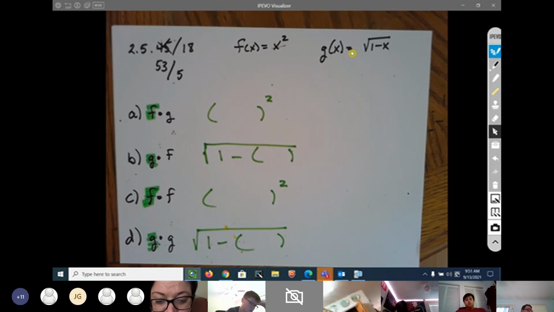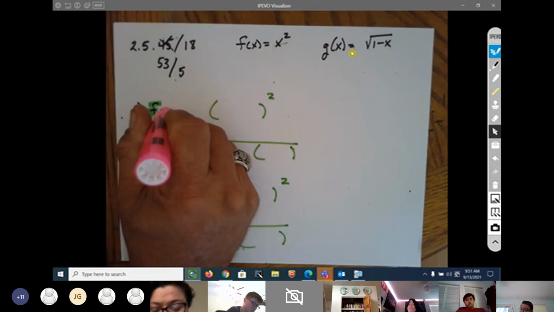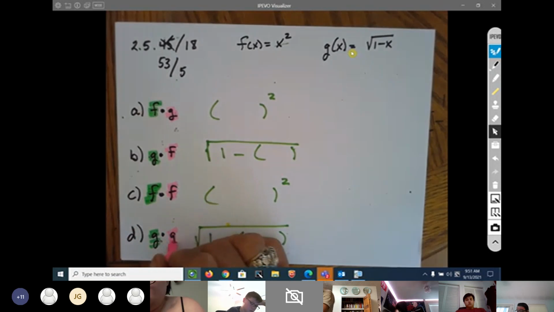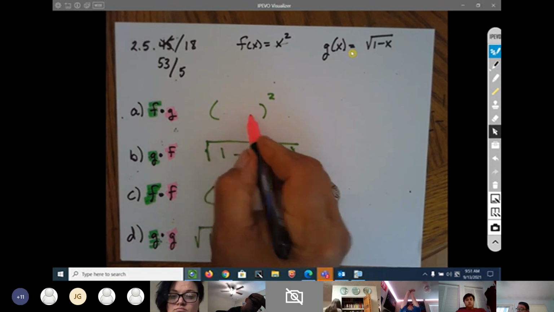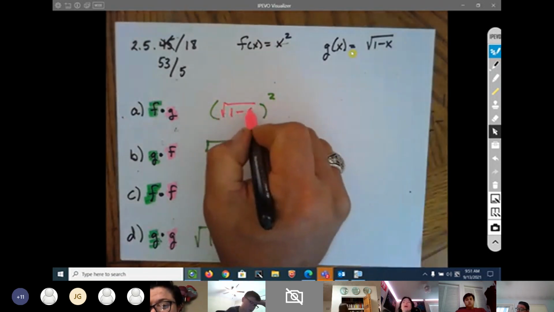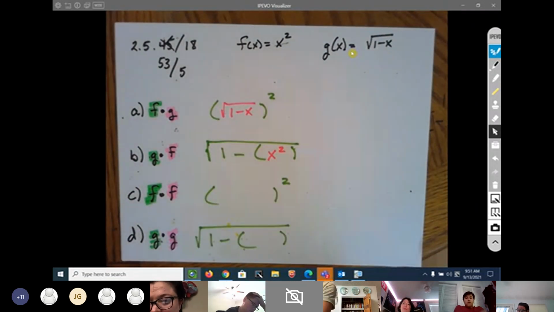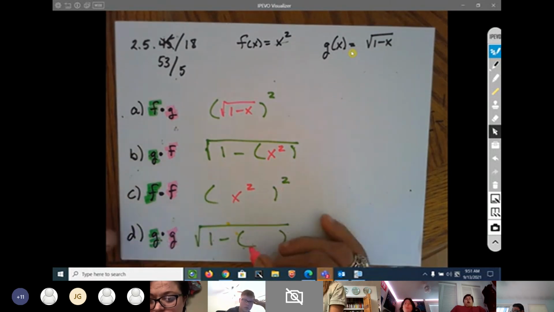Now, I'm not going to use yellow, let's go with pink. The second letter means plug and chug. So I'm going to take my pink marker and I'm going to plug G into this guy. I'm going to plug F into this guy. I'm going to plug F into this guy. And I'm going to plug G into this guy.